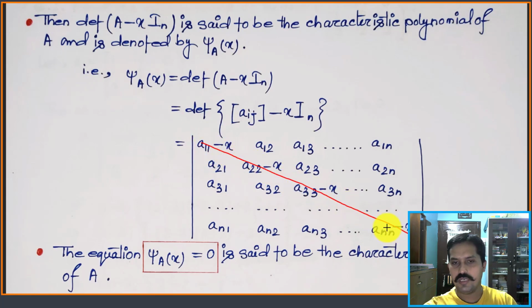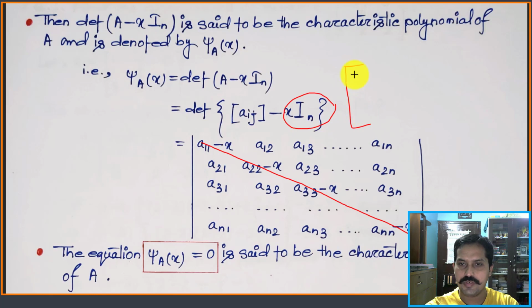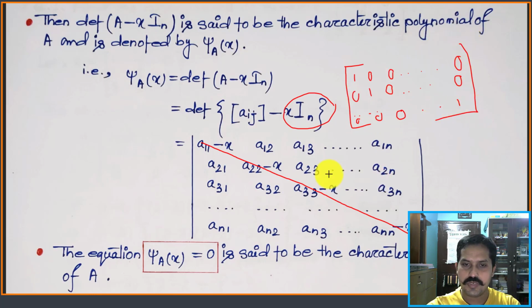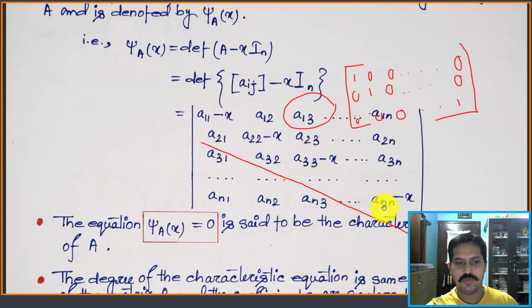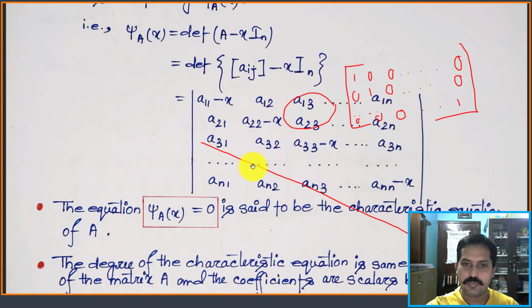From the diagonal elements only, because In is what? Because In is an identity matrix like this: 1, 0, 0 and so on, then 0, 1, 0 and so on, then 0, 0, 0, dot dot dot, last is 1. Okay, so if we do subtraction, the determinant will be like this: a11 minus x, a12, a13 dot dot dot a1n, a21, a22 minus x, a23, a2n and so on. So this is our characteristic polynomial.